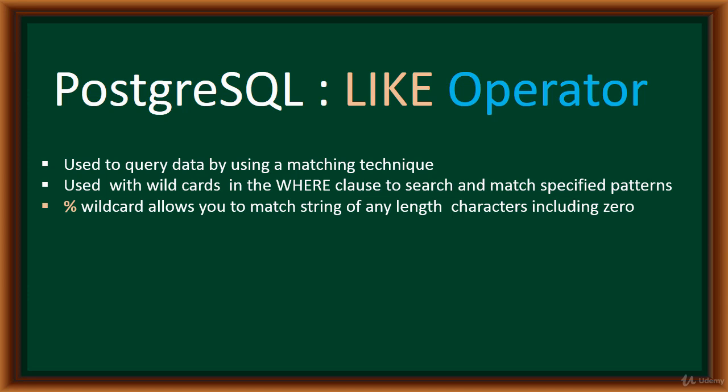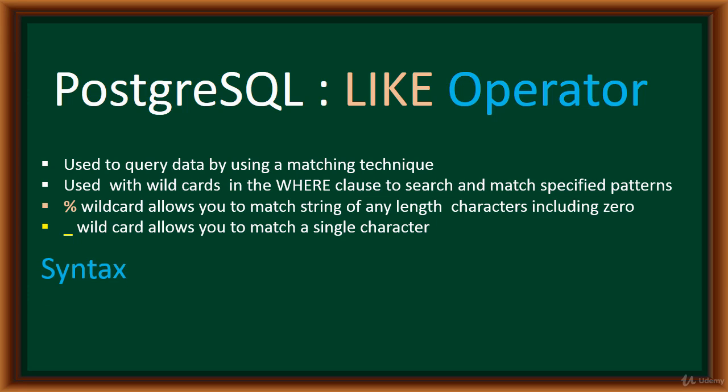The other wildcard that is used with the LIKE operator is the underscore. The underscore is used to match a single character. It represents a single character. Just to recap, the LIKE operator is used in the WHERE clause to search for a specified pattern in a column. Let's take a look at the syntax.